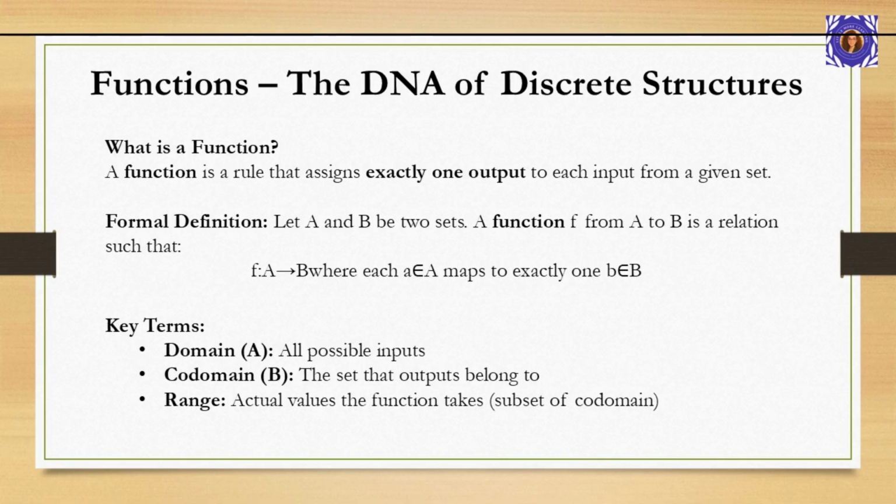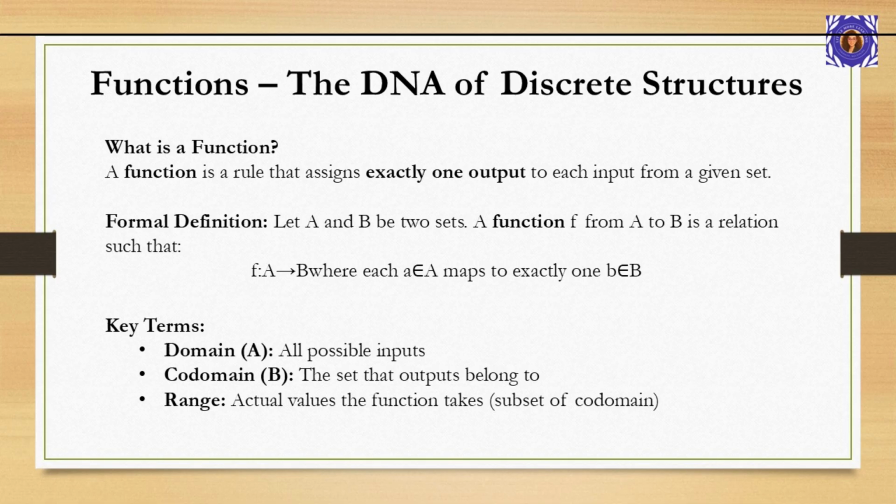You put in your money and selection code. That's your input, and you get exactly one item out. That's your output. You can't get 2 candy bars for one selection, and you can't get nothing if you make a valid selection. Now, let's formalize this concept.